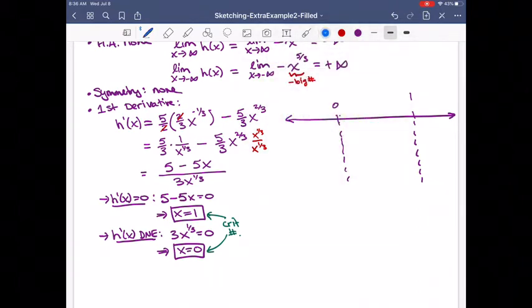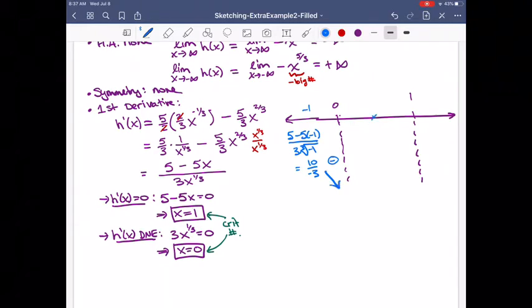So I want to plug into the derivative any of the forms. I'm going to use the last form, but let's say I plug in -1. So I'm going to have 5 minus 5 times -1 over 3 times the cube root of -1. So on the top I have 5 plus 5, so 10, and on the bottom I have -3. This is a negative number, so that means we're going to be decreasing in that interval.